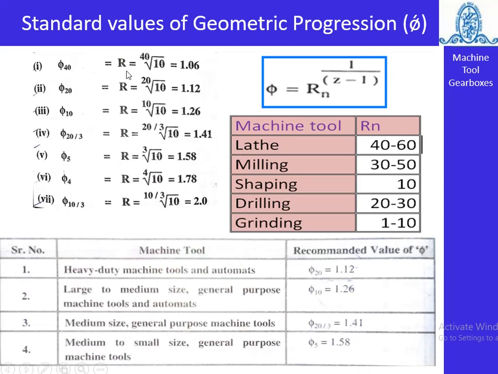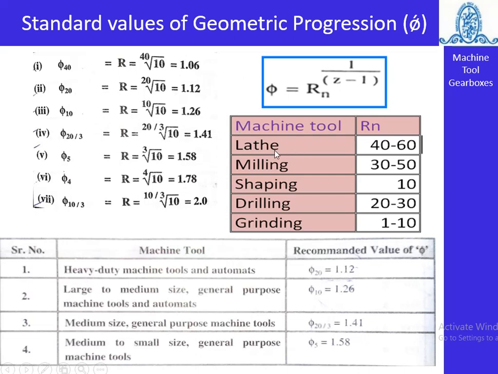So it is based on the preferred series. R is equal to 40 under root of 10, that is 1.06 to 2. So the value of phi is varying from 1 to 2, isn't it? So phi is equal to, it depends on the range ratio, phi is equal to Rn raised to 1 upon z minus 1, and it depends on the various applications also.